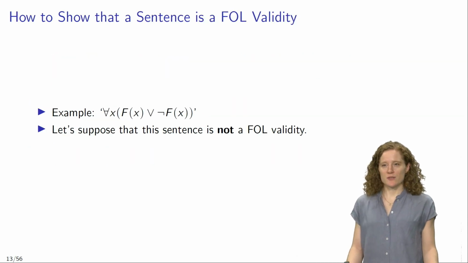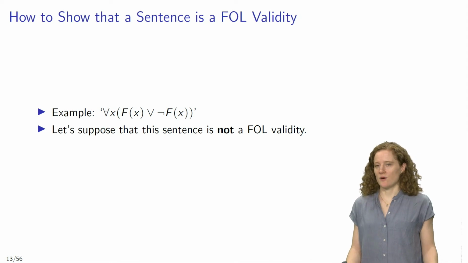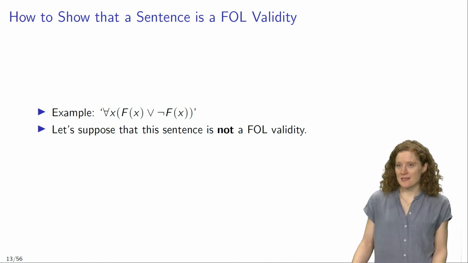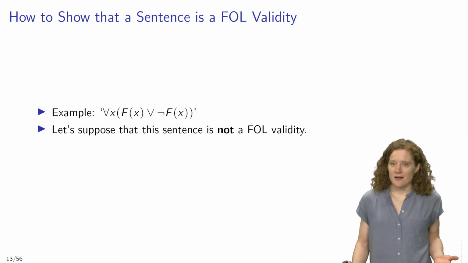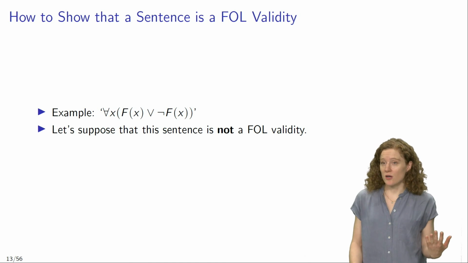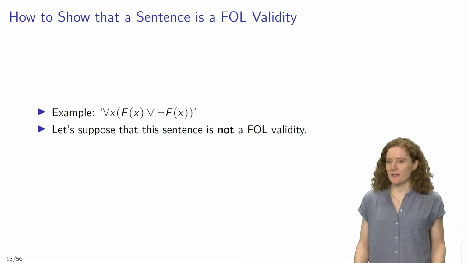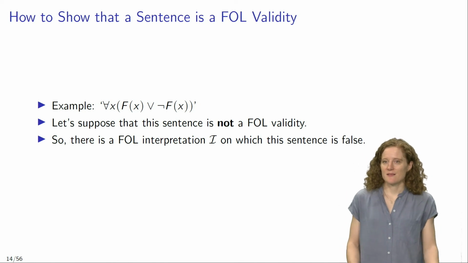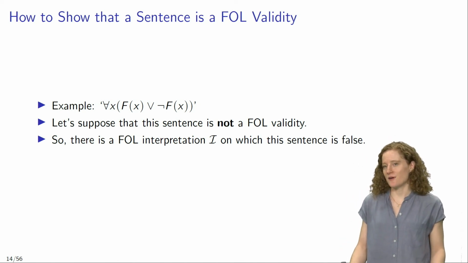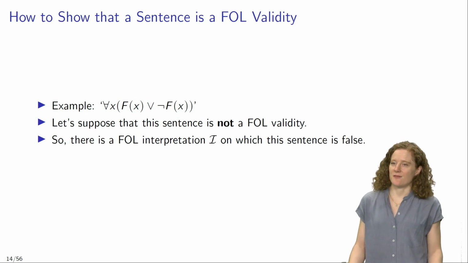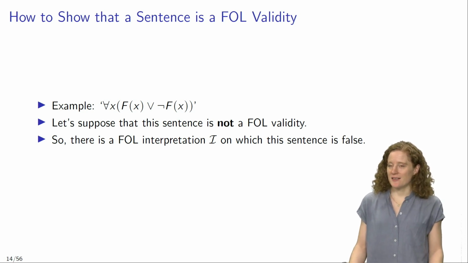So suppose you want to show that this sentence here, for all x, x is either F or x is not F, is an FOL validity. Now, if you want to show that this sentence is an FOL validity, we start out by supposing that it is not an FOL validity, and our proof strategy is going to be to try to derive a contradiction from this assumption. Now, if the sentence for all x, either x is F or x is not F, is not an FOL validity, then there must be an FOL interpretation I on which this sentence is false.